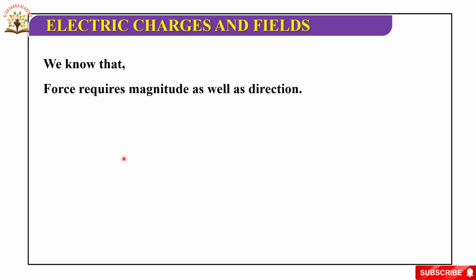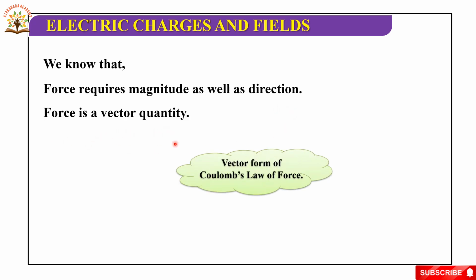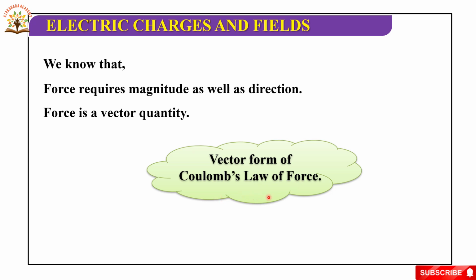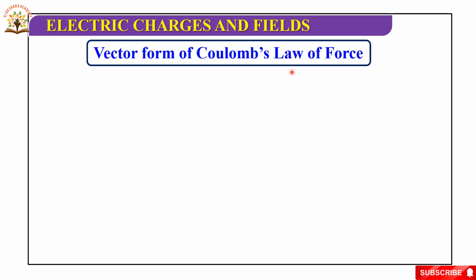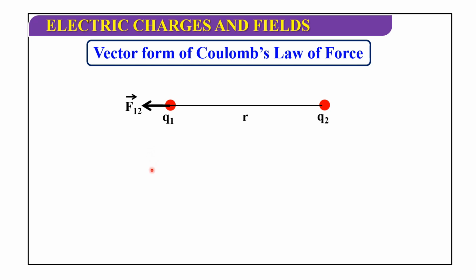We know that force requires magnitude as well as direction. So force is a vector quantity. Now I will discuss the vector form of Coulomb's law of force. This is a point charge Q1 and another point charge Q2. These two are separated by a distance r, and on point charge Q1 the force is F12.